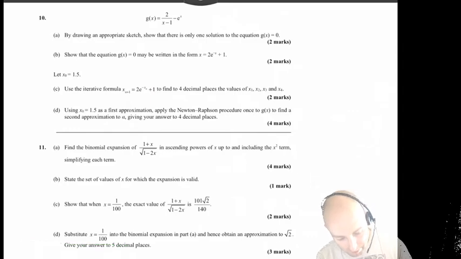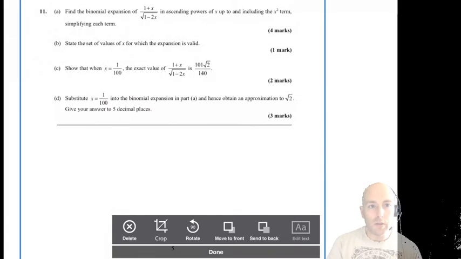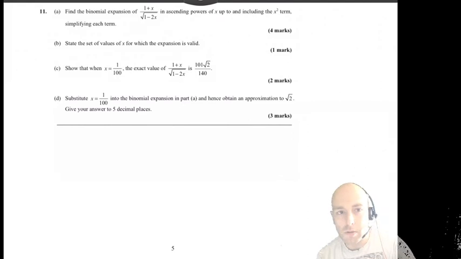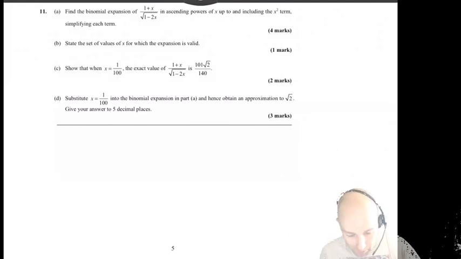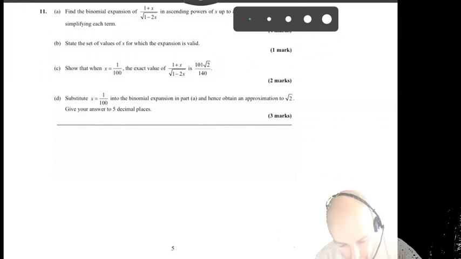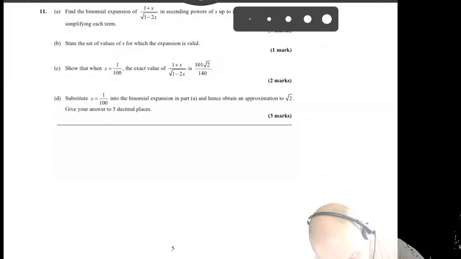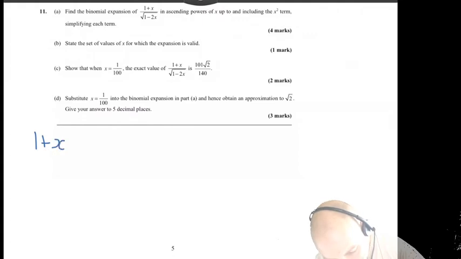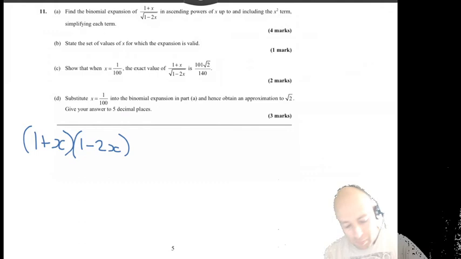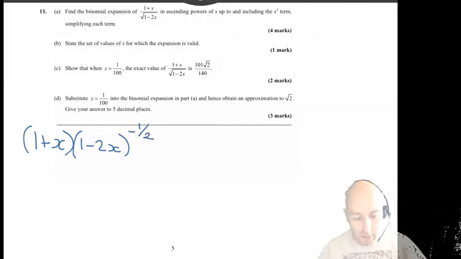Right, question 11. So we want to do a binomial expansion of that. Yeah, so this should be all right. To binomial expand something like that, we need to write it as two terms next to each other. So we're going to get 1 plus x times by 1 minus 2x to the power minus a half.